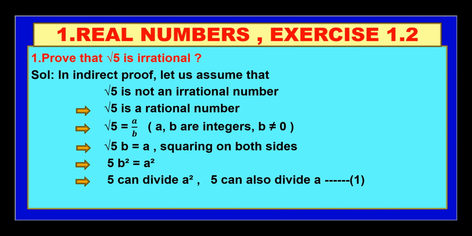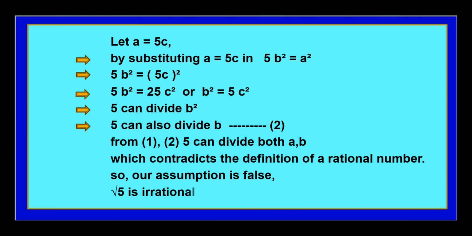What is our assumption? Yes, this is our assumption. What is this? Root 5 is not an irrational number. This is false. Therefore, root 5 is an irrational number. Is it clear? This is one of the most important problems from the chapter. You may certainly get it for an essay question. Please practice this once or twice.